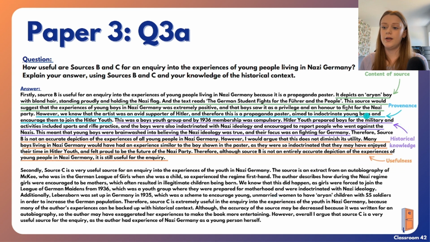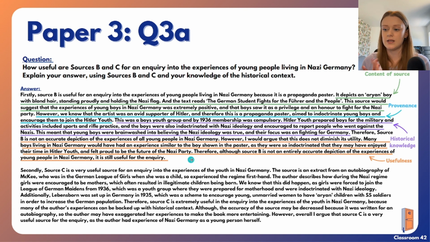And then we are going to look at the usefulness. So I've said, therefore, source B is not an accurate depiction of the experiences of all young people in Nazi Germany. However, I would argue that this does not diminish its utility. Many boys living in Nazi Germany would have had an experience similar to the boys shown in the poster, as they were so indoctrinated they may have enjoyed their time in Hitler Youth and felt proud to be the future of the Nazi Party. So talking about how perhaps it is useful. Therefore, although source B is not an entirely accurate depiction of the experiences of young people in Nazi Germany, it is still useful for the inquiry.